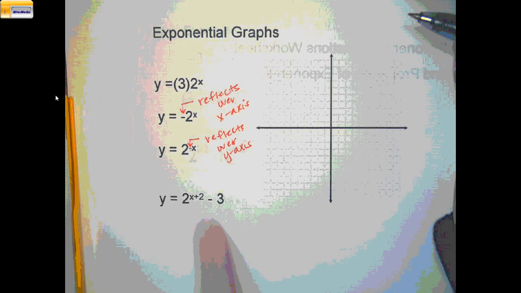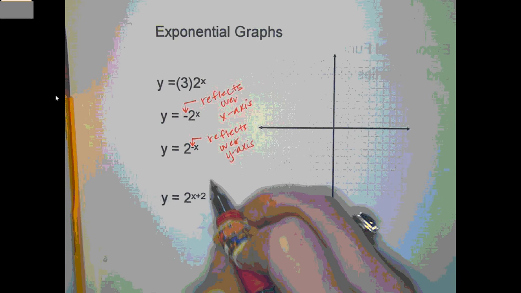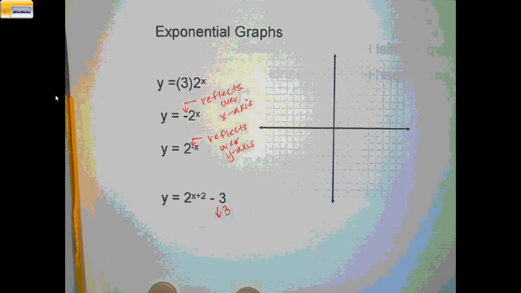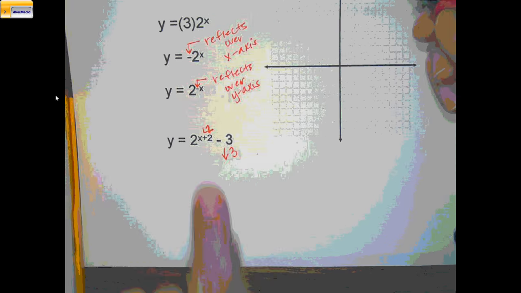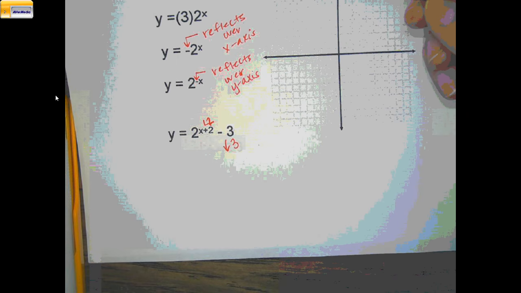How about the last one? It went down. It went down how far? So that right there went down 3. And it also, I don't know if you caught it, but it went left 2. So the right and left stuff is the opposite of what you think it's going to be. And then it also went down 3.